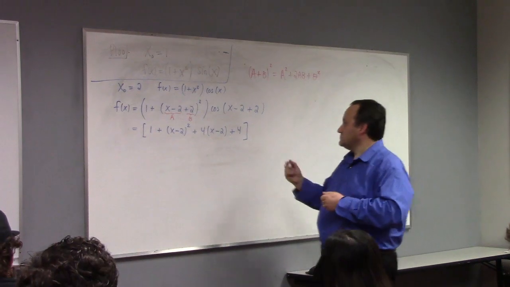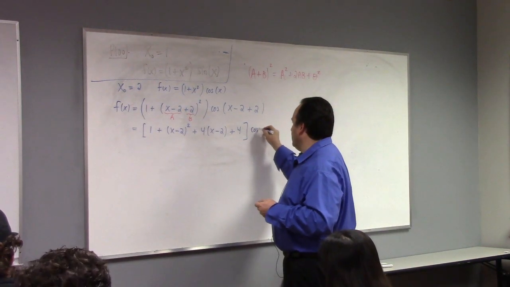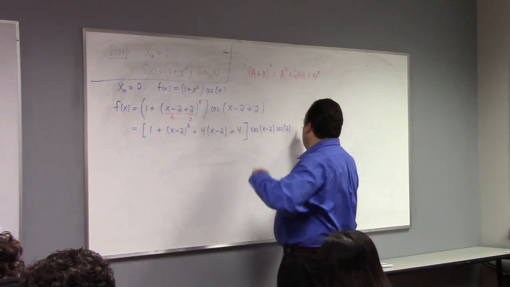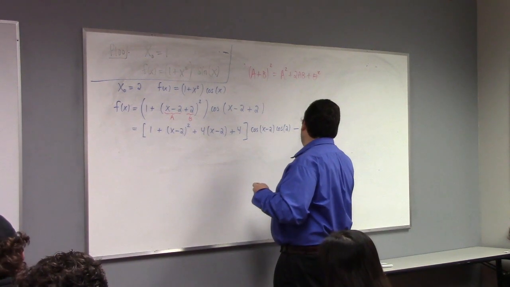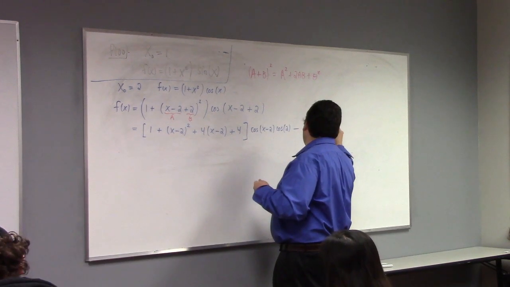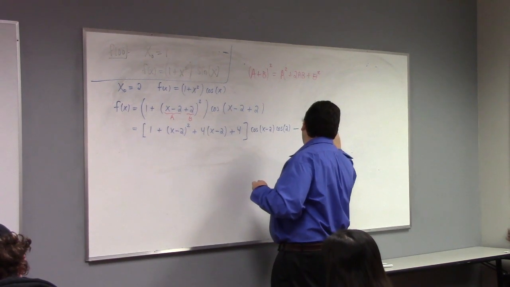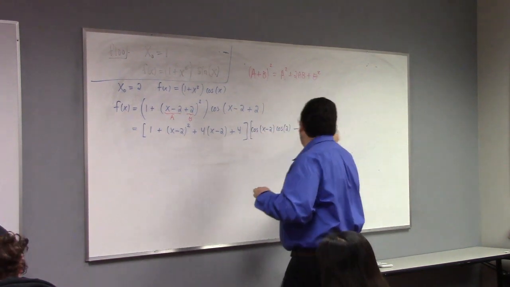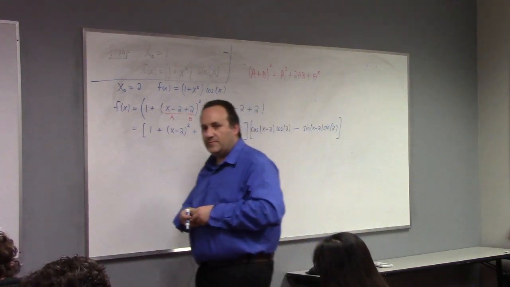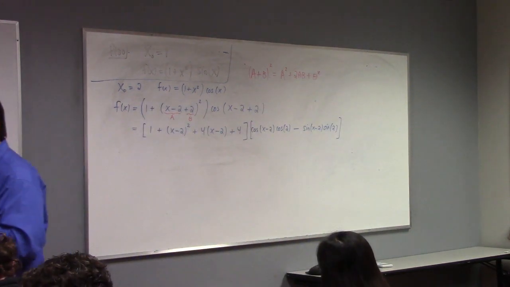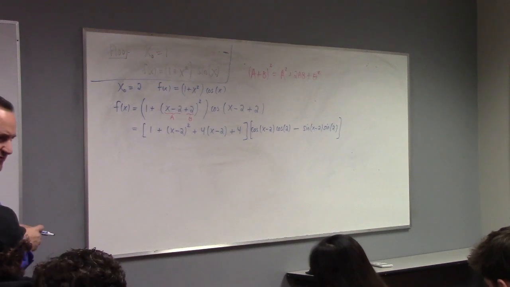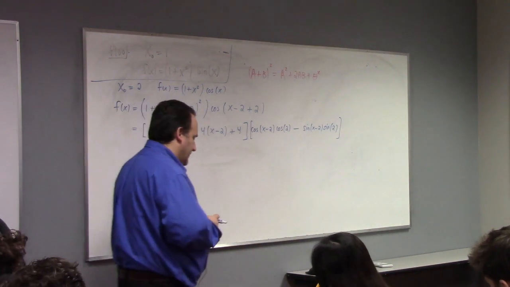How about this here? Well, that is the cosine of x minus 2 times the cosine of 2, minus sine of x minus 2 times sine of 2. Oh, excuse me, my bad. So this is the adding angles formula for cosine. Now for your problem, you're going to want to use the adding angles formula for sine, I think. Now what was the first 3 terms? First 3 terms.